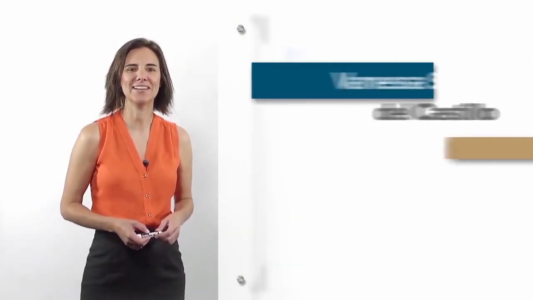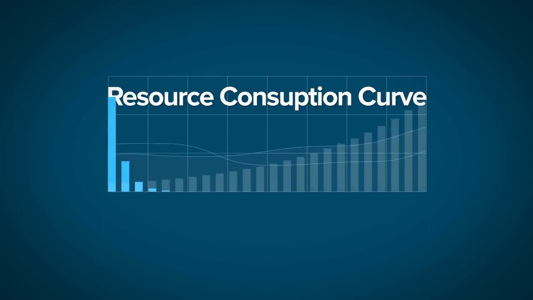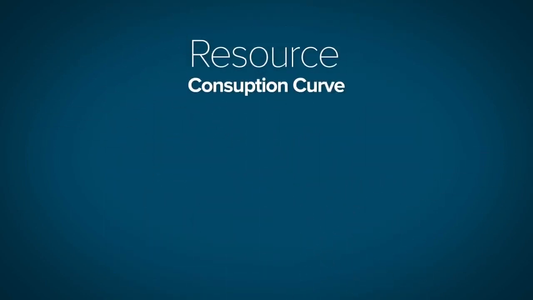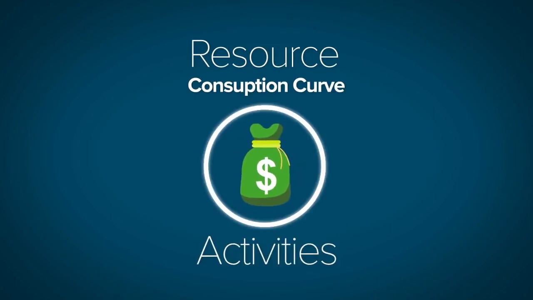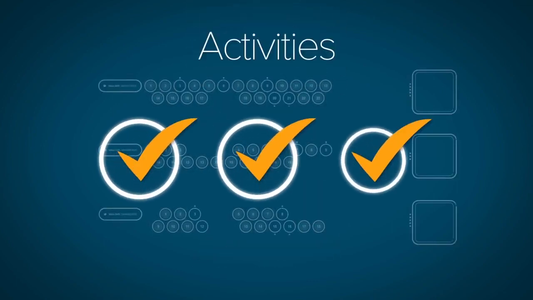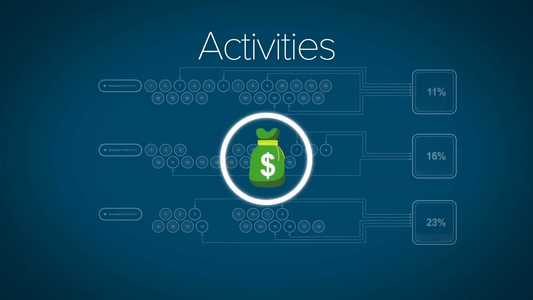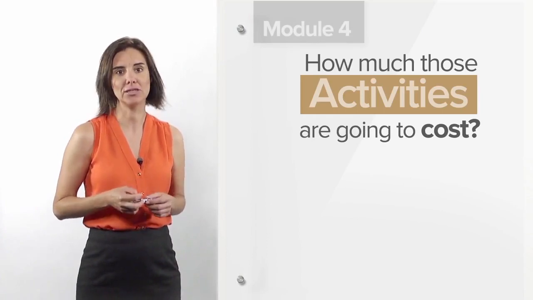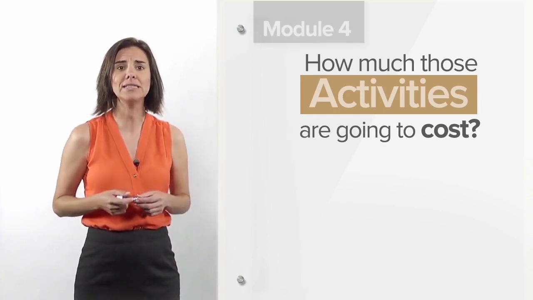Welcome to this session in which we will work on preparing our resource consumption curve. As part of budget management, to create our curve, the first thing we have to do is estimate the cost of our activities. Once again, we take our list of activities and review them one by one in terms of how much those activities are going to cost. For that, we have 3 techniques.